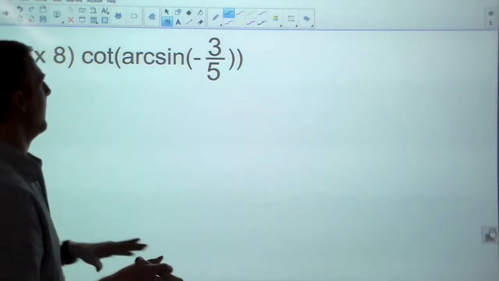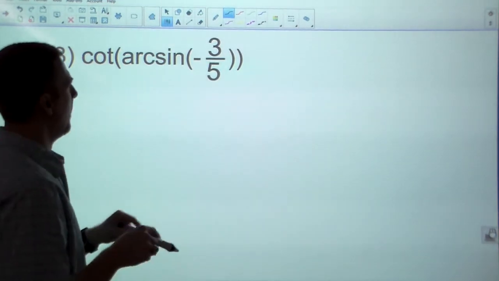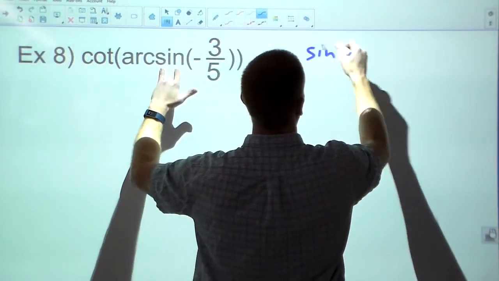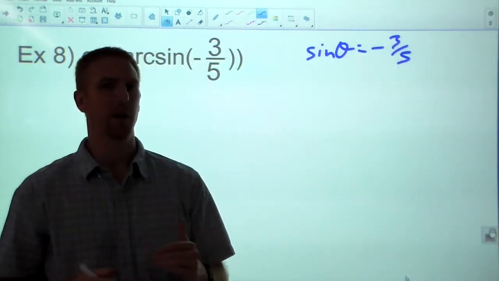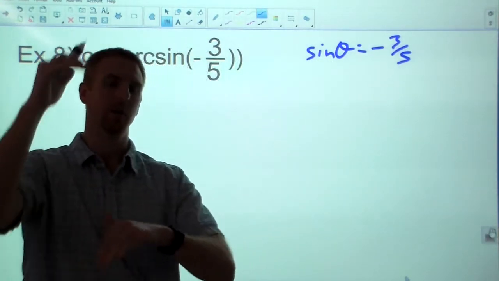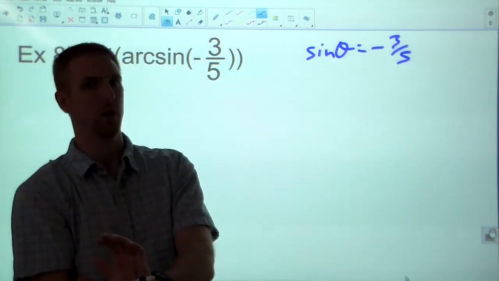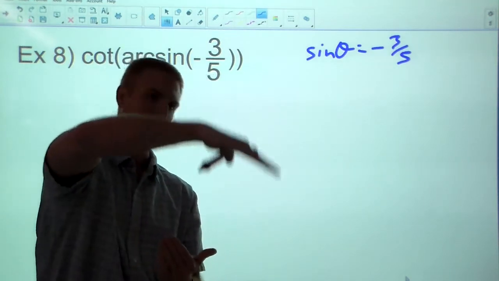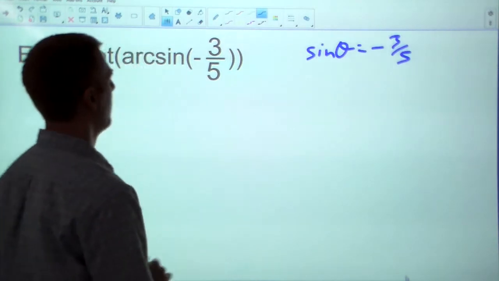Last example for today, cotangent of arcsine of negative 3 over 5. I'm going to go with that logic again where I say, all right, well, sine of the angle has to be negative 3/5. Now we have to think about that interval for arcsine, where it exists. Well, it's negative pi over 2 to positive pi over 2. So we're looking at something in the fourth quadrant here. I say it that way because negative pi over 2, that's down in the fourth quadrant. You sweep through the fourth quadrant to get there.